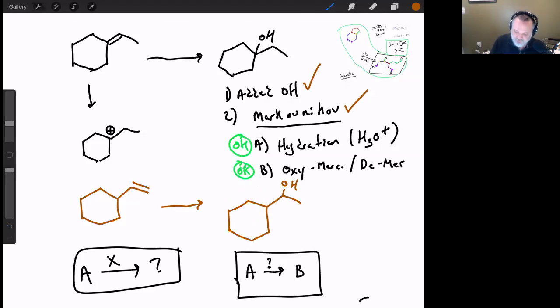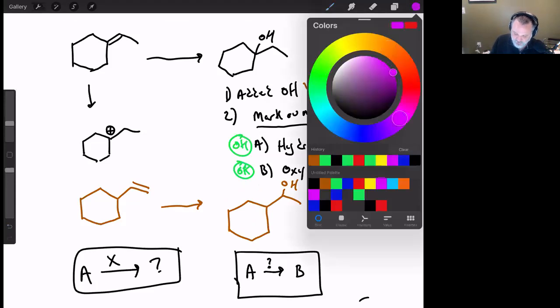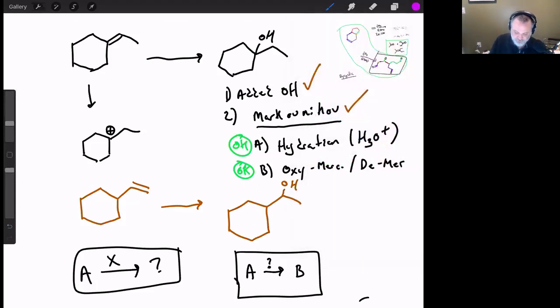However, the problem is now with hydration, I have to worry about rearrangement. If I came with this same structure up here and formed an intermediate carbocation there, I would actually get a rearrangement and it would lead me to this product, to the original product, through a hydride shift. So that means that this reaction is actually no longer a correct answer.